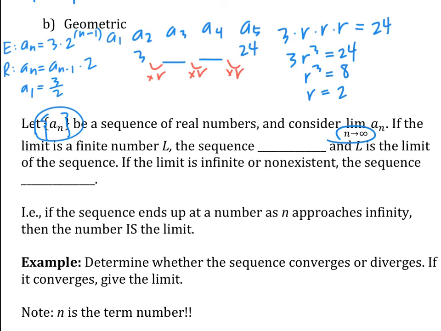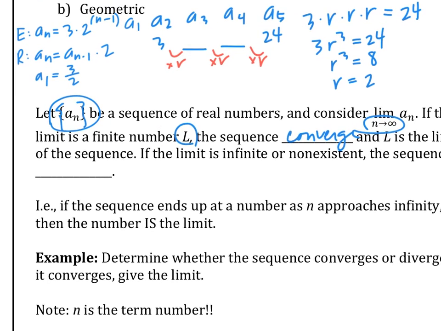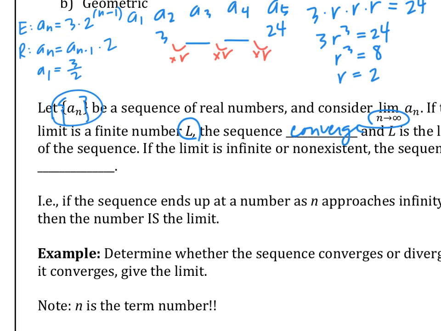Well, two things can happen. One, it will become just one number. No matter how much further you go, it becomes one number, or it will get really close to a number. We call that converge. So it's going to converge to a number, and that number we call L for limit. If that limit is infinite or non-existent, where infinite means infinitely large or infinitely negative, or it doesn't exist at all, we call this diverge.